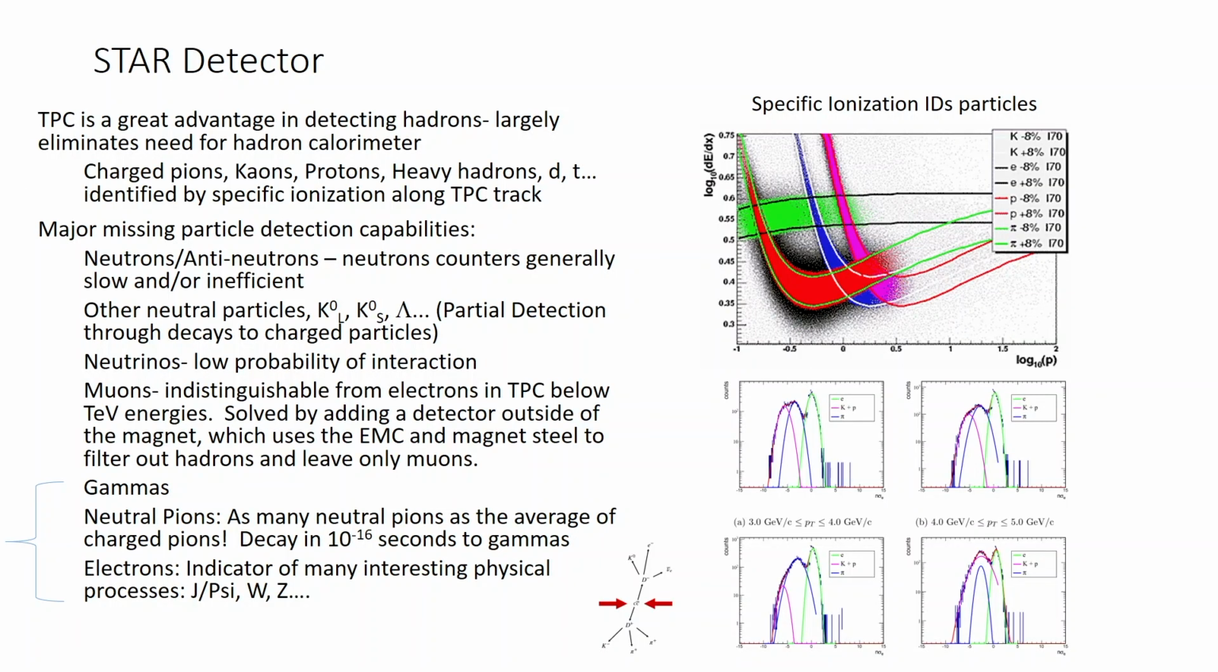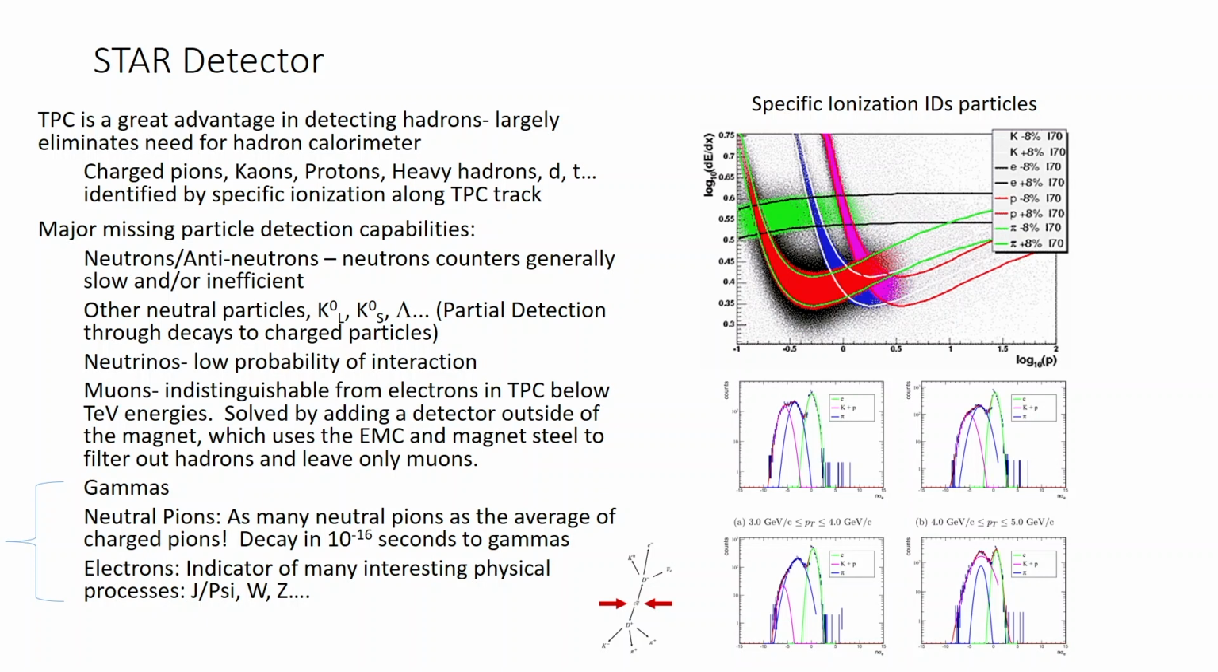The original philosophy of the STAR detector was to provide as complete a picture of individual events as possible. To do this, we have to have the ability to detect every type of particle. Now, the STAR detector is blessed with a TPC, which is a great advantage as a central detector. Its main drawback is that TPCs are slow and tracks from multiple events overlap even at modest luminosities. However, they eliminate the need for a hadron calorimeter because they measure the specific ionization along the tracks.